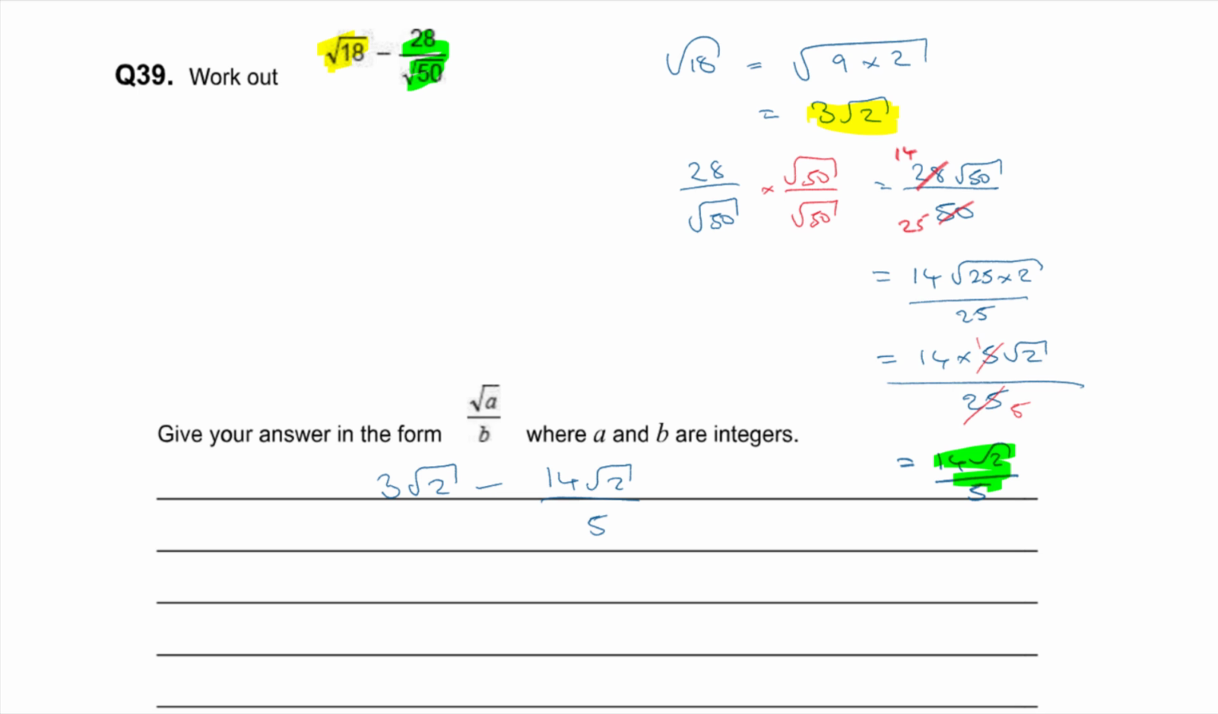Let's do it properly. Let's factorize out the root 2 and think about what is 3 minus 14 over 5. Let's just do that bit. So what's 3 minus 14 fifths? Well, 3 is 15 fifths. So 15 fifths minus 14 fifths, that's 1 fifth, isn't it? Okay, so I'm going to get then that is equal to 1 fifth of root 2, or root 2 over 5. Okay, so that's what it simplifies down to, root 2 over 5.